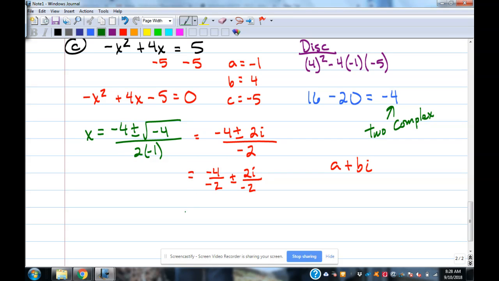What's -4 divided by -2? +2. -2 goes into 2i, -1 times with the i. Technically, that would flip that plus or minus into minus plus, but I always just write it plus or minus because it's the same. i. 2 complex solutions. One is 2 plus i. The other one is 2 minus i. Easy stuff.